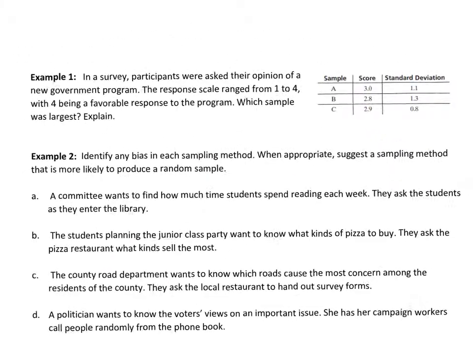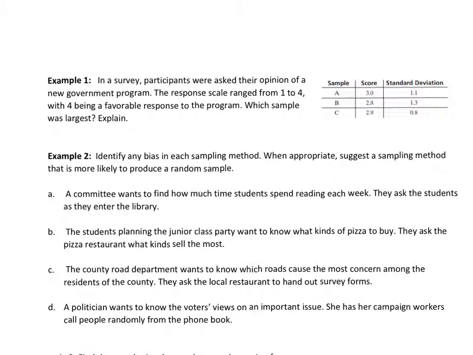So example 1, in a survey, participants were asked their opinion of the new government program. Which sample was the largest? So we've kind of already talked about this before, that the lower your standard deviation is, the larger the population is. So it'd be sample C because the standard deviation is lower.